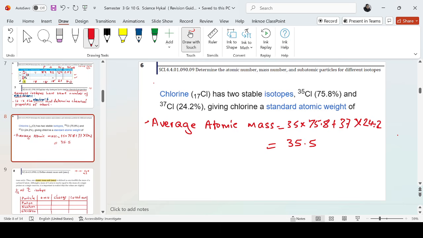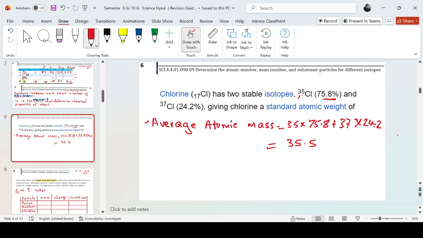Number 6. Determine atomic number, mass number, and subatomic particles for different isotopes. For different what? Isotopes. Let's just look at this one. They will give you the percent. If they give you percentage composition, for example, here I have chlorine 35.